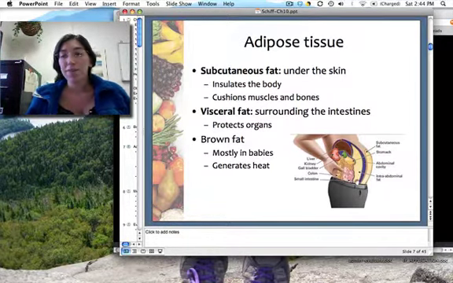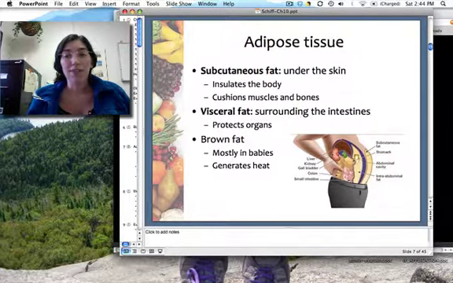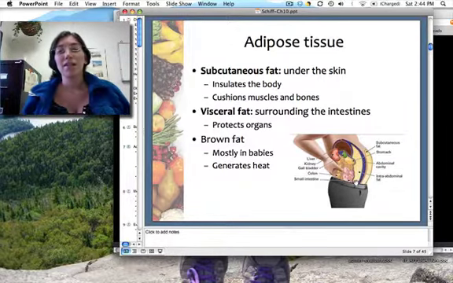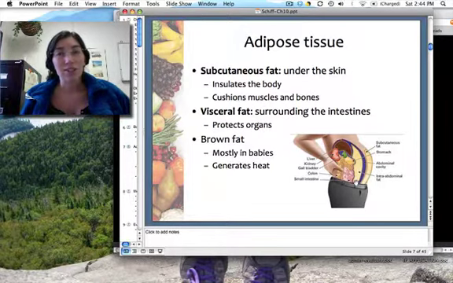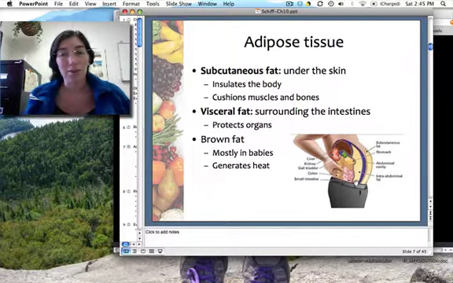And the second type of fat is visceral fat. This is the fat that's actually found inside the abdominal cavity. It surrounds your intestines and your stomach, and it helps to protect your organs.